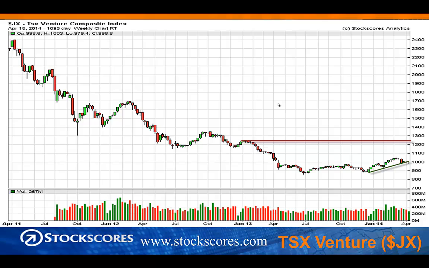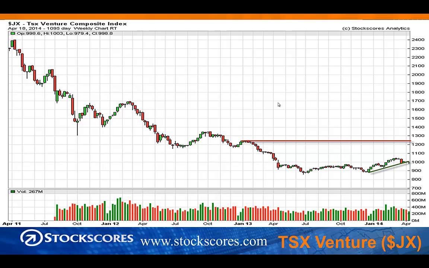TSX Venture tried to sort of recover over the last few months. We sometimes joke that it's had a 2-month bull market, which is hardly anything given the length of the bear market, but it is holding up after those gains that started late last year, and it looks to me like it will probably resume.